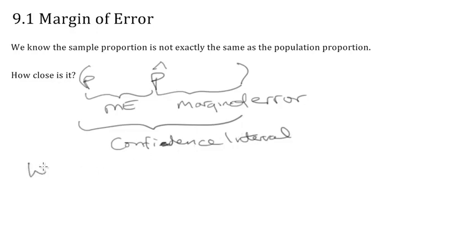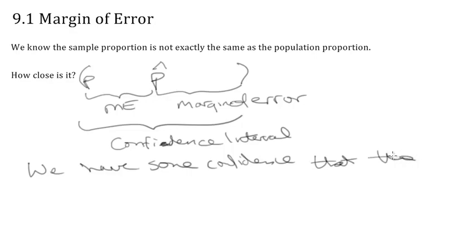Because we have some level of confidence, no guarantee, I'm afraid, not in the land of probability, but we have some confidence that the true proportion, the population proportion, is somewhere in this window.